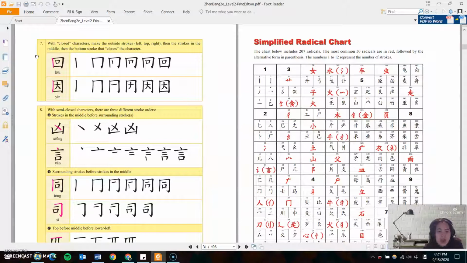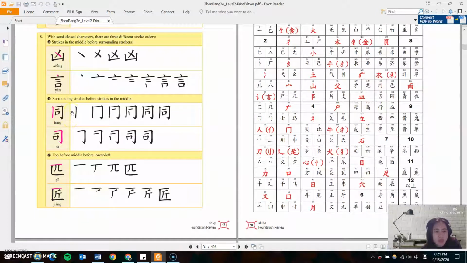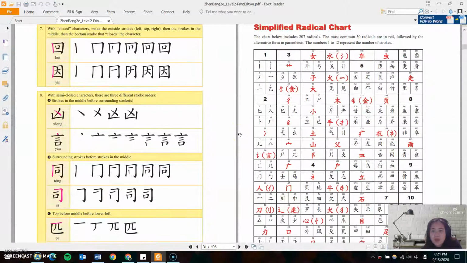So see how it kind of looks like you're making pictures within boxes, right? You do need to start from the outside and then go inside. With semi-closed characters, there are three different stroke orders. This first one is strokes in the middle before surrounding strokes: 胸. Then surrounding strokes before strokes in the middle: 同. Then top before middle before lower left: 批, 降. Okay, simplify radical chart.